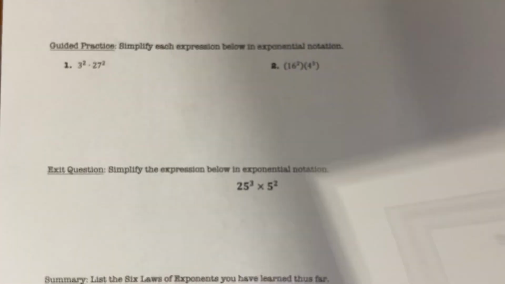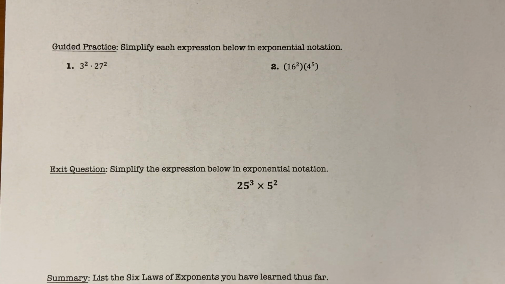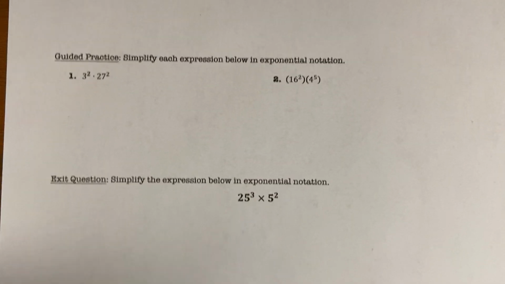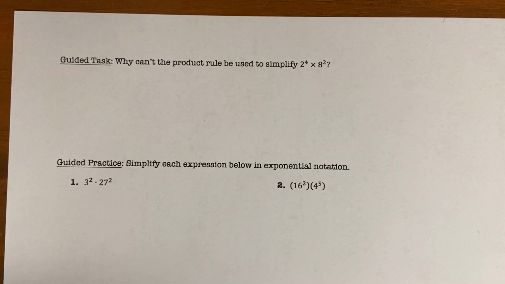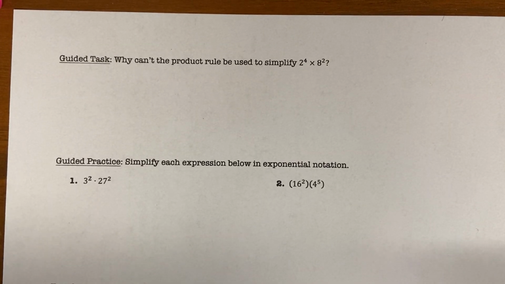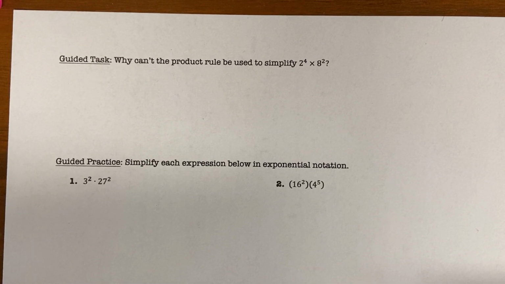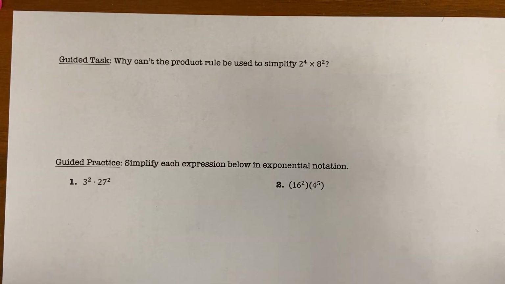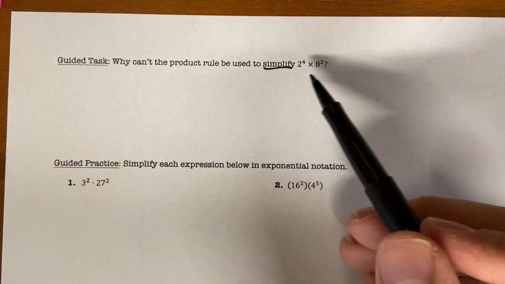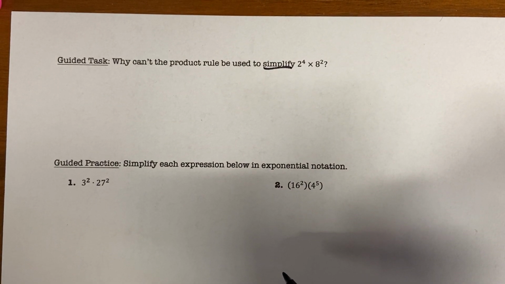Okay, turning to the last page of this lesson. So why can't the product rule be used to simplify 2 to the 4th power times 8 to the 2nd power? Why can't I simplify this expression?